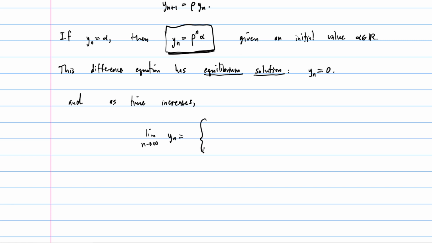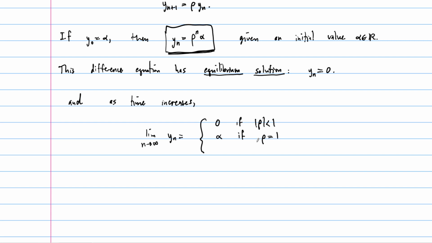On one hand, this is going to equal 0 if the absolute value of rho is less than 1. So if rho is smaller than 1, then every time you multiply by rho, it's going to make the value of the population smaller, right? So the population size will decrease until after a long time, there's no population left. Otherwise, it's going to equal just the initial value, which we called alpha, right?